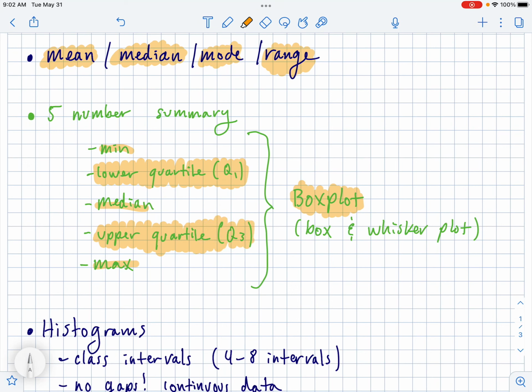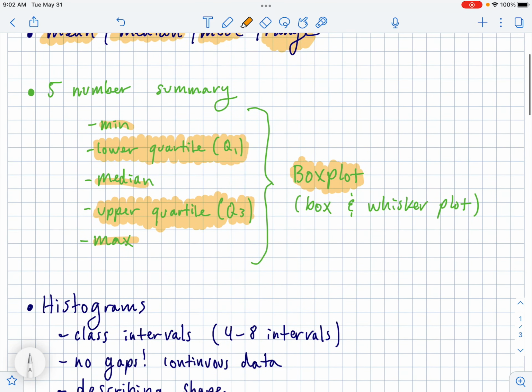Remember, it's all about whether you have an odd or an even data set. If it's odd, then the very middle number is just a number from the data set, but if it's even, it's the average of the two middle numbers.